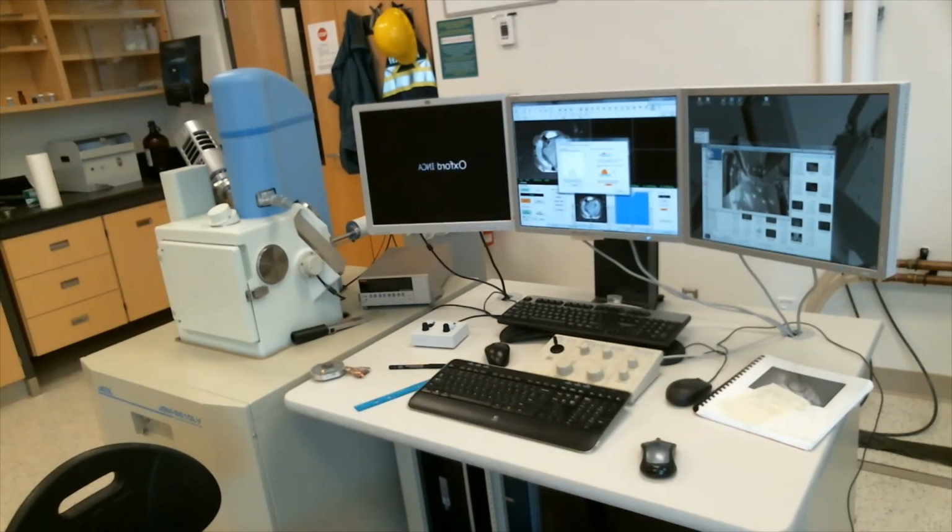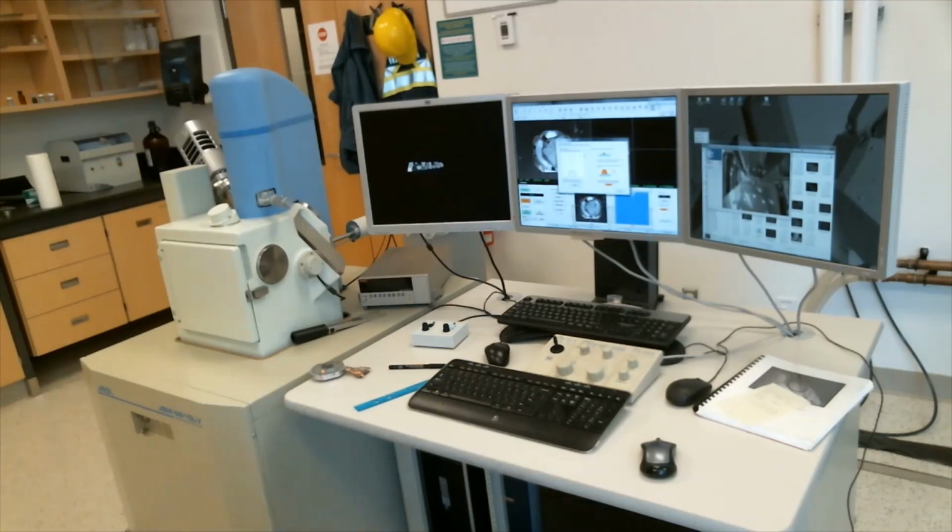So what we're going to talk about now is when is the scanning electron microscope the best tool for the job?